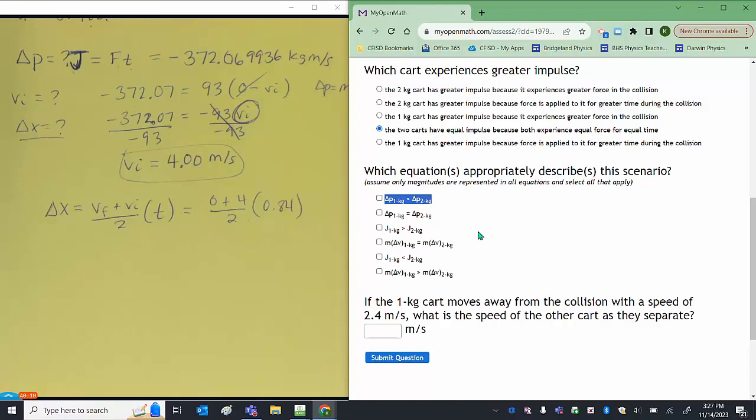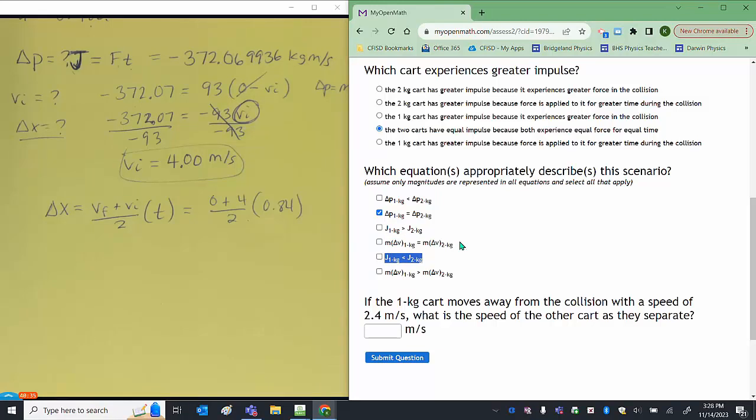In fact, here's my answer, at least one of them, there could be more than one here, is that they have equal changes in momenta because they have equal impulses, because they have the same force and the same time. So I'm going to say that the change in momentum of the 1 kilogram cart equals the change in momentum of the 2 kilogram cart. If I look at the options for impulse, that's not an option. There's my statements regarding impulse, so I can't pick any of those.